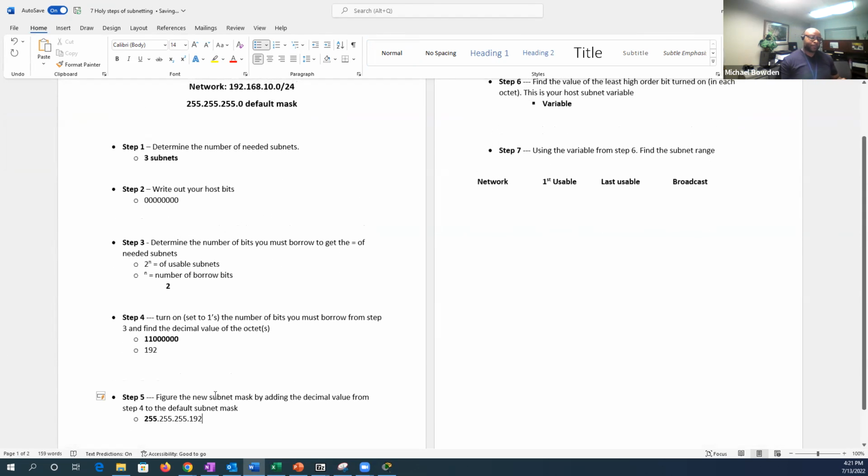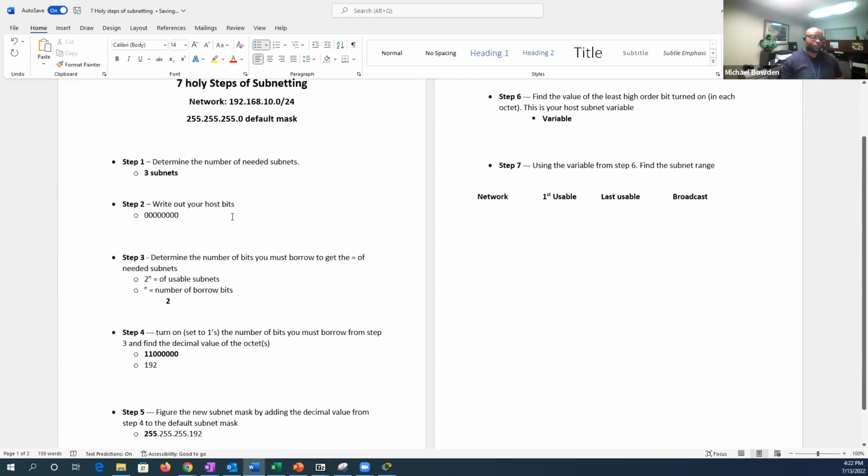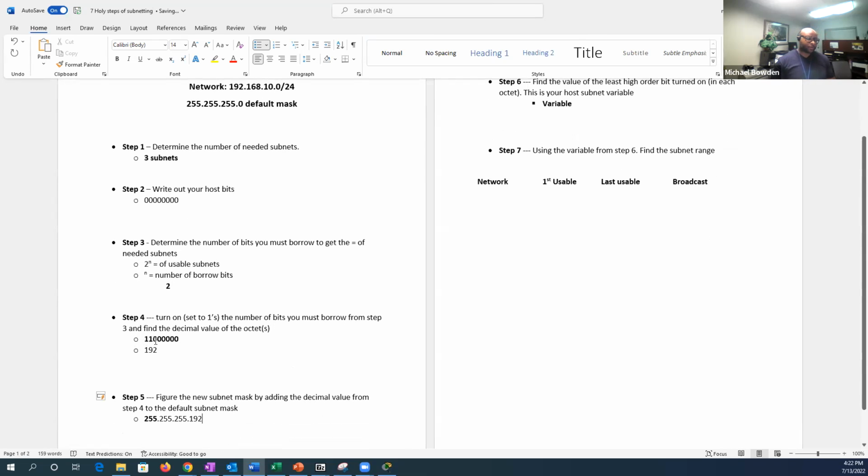So now, instead of us working with a /24 network, we borrowed 2 bits. So now our network is /26. And we got your 2 bits here, because all of these in the first 3 octets, they're turned on, so they're all 1s. So that's 24, and we just borrowed 2. That's going to make 26.